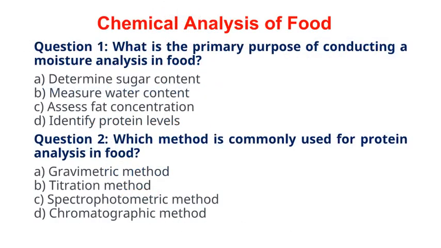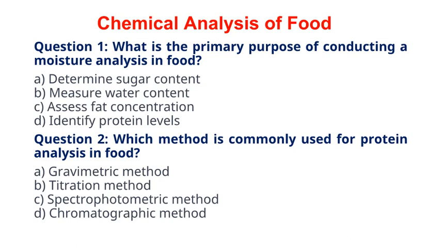Let's attempt to solve some important MCQs one by one with a brief explanation, focusing on the topic chemical analysis of food. Question 1. What is the primary purpose of conducting a moisture analysis in food? A. Determine sugar content. B. Measure water content. C. Assess fat concentration. D. Identify protein levels. The correct answer to question 1 is option B. Measure water content. Explanation. Moisture analysis helps determine the amount of water present in a food sample.